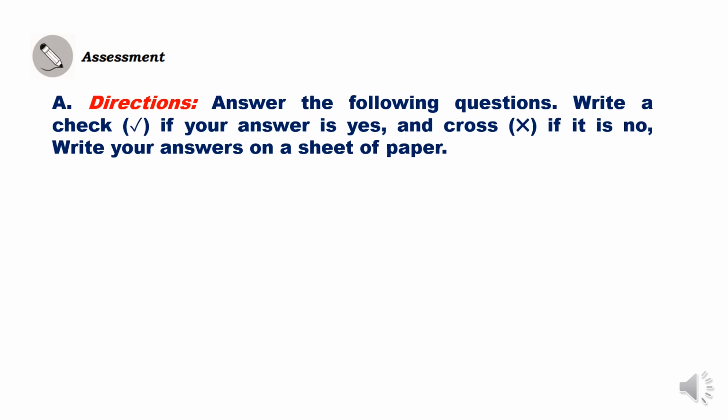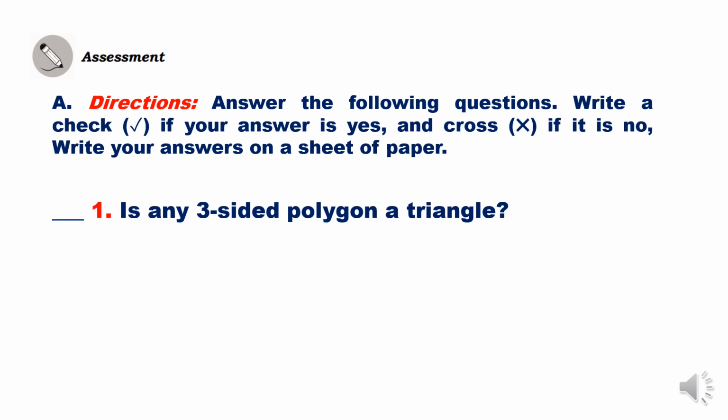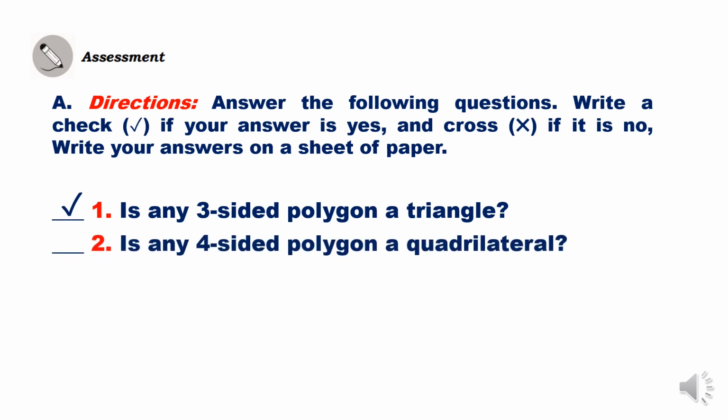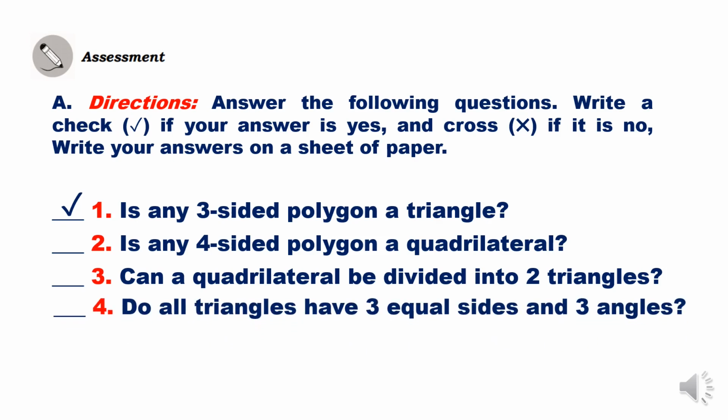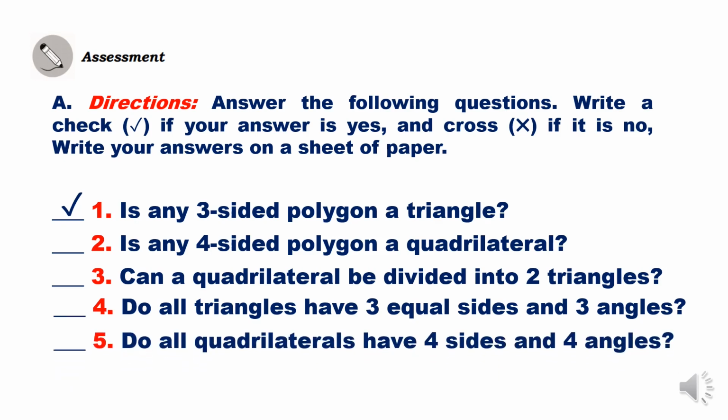Answer the following questions. Write a check if your answer is yes and a cross if it is no. Write your answers on a sheet of paper. Number 1. Is any three-sided polygon a triangle? 2. Is any four-sided polygon a quadrilateral? 3. Can a quadrilateral be divided into two triangles? 4. Do all triangles have 3 equal sides and 3 angles? 5. Do all quadrilaterals have 4 sides and 4 angles?